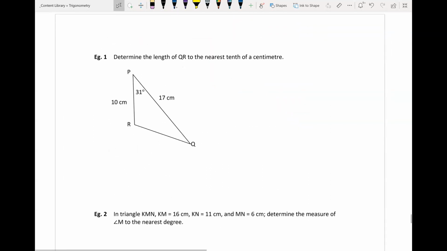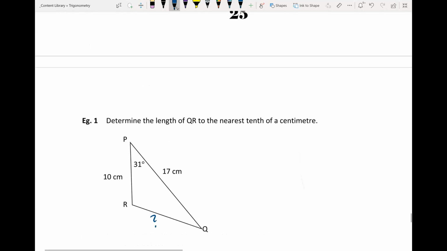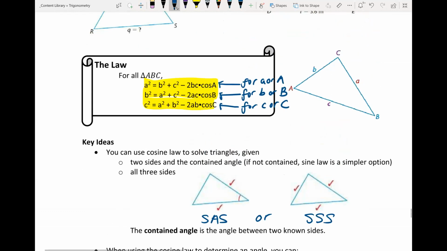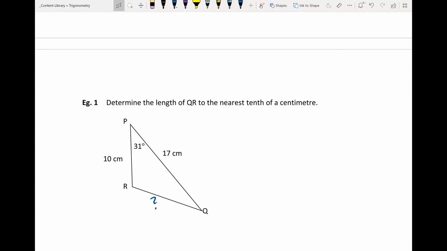So it says determine the length of QR to the nearest tenth of a centimeter. So our length QR is our side between vertices R and Q, which is located over here. I'm going to relabel everything so that's easier for us to plug this into our cos law. So here we have ABC. We can do exactly that. So I'm going to call this one A instead of P. You can call this one B and this one C.